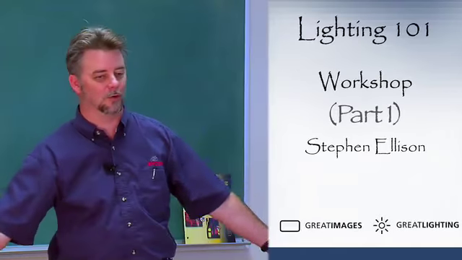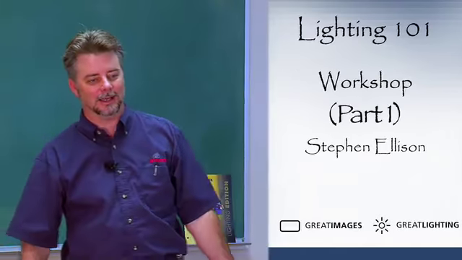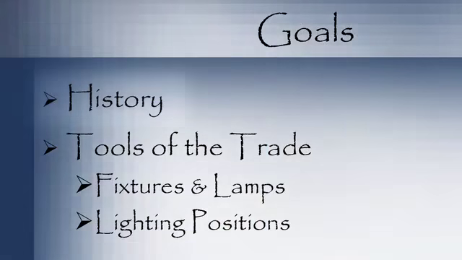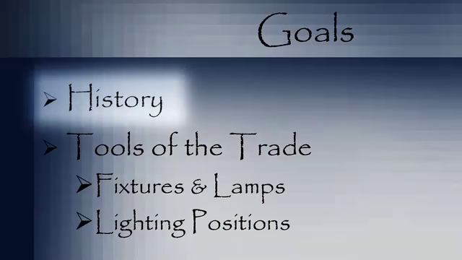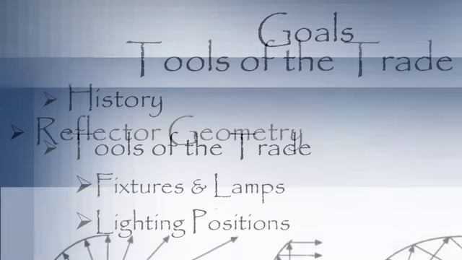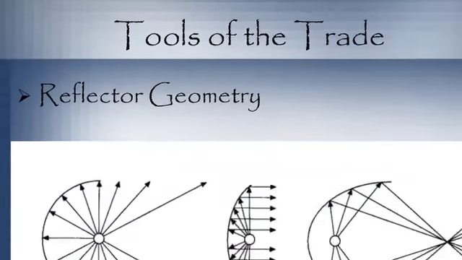Welcome to Lighting 101. This is a class on lighting tools and the trades we're working with. What we want to accomplish here is a little history of lighting, and we're going to get into the tools of the trade, fixtures and lamps, lighting positions. First thing we want to jump to is reflectors.